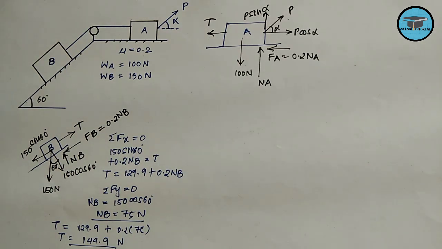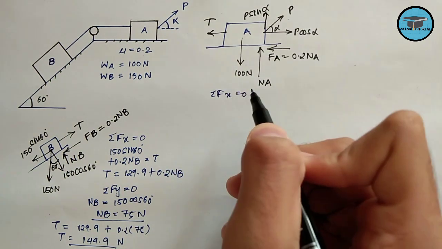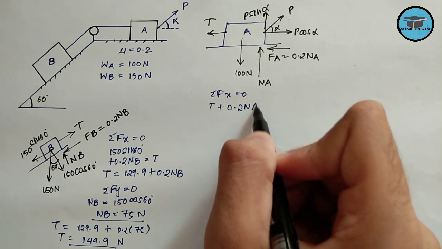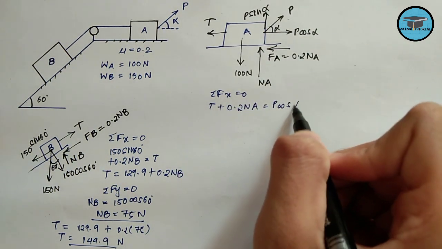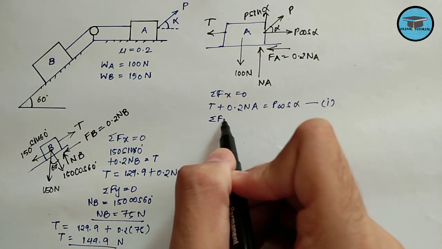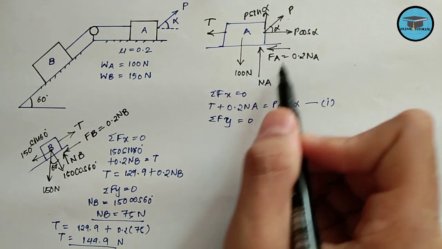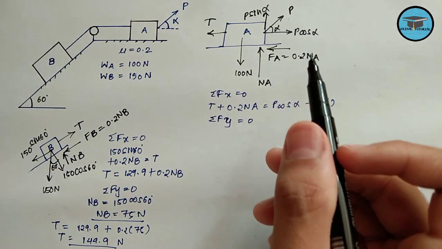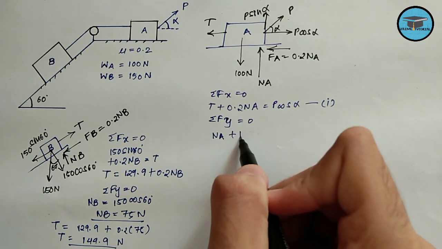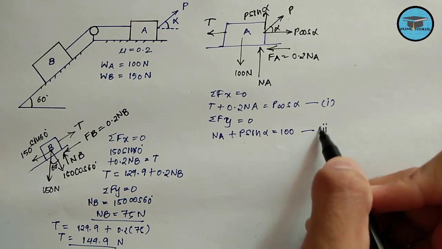Now we apply the conditions of equilibrium. Sigma Fx equals 0: T plus 0.2 times NA equals P cos alpha. Let us take this as equation number 1. Similarly, applying sigma Fy equals 0, we get NA plus P sin alpha equals 100. Let us take it as equation number 2.